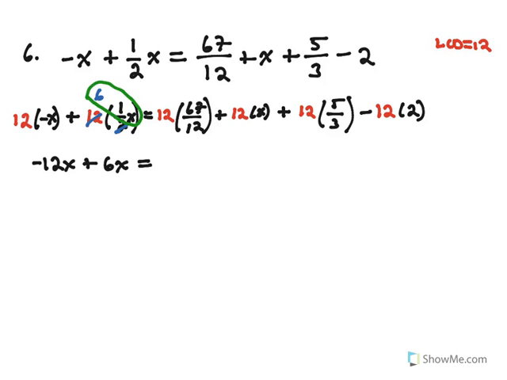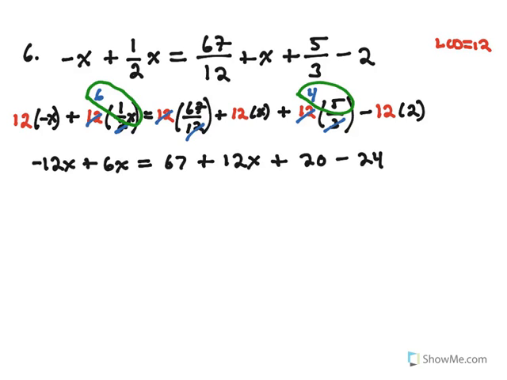Bring down the equal sign. These 12s cancel, and I'm just left with the 67 on top. 12 times x is 12x, plus, and you notice this 3 cancels. 12 divided by 3 is 4. And then I'm doing 4 times 5, which is 20, and then this is going to be negative 24.